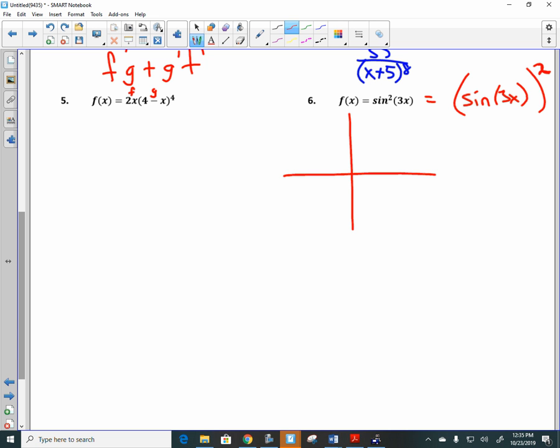So if the last thing I do is square it, what is the outer structure of this chain rule? u squared. What's the inside? Sine of 3x. What's the derivative of u squared? 2u. What's the derivative of sine of 3x? What do I have to use? What do I use to find the derivative of sine of 3x? The chain rule.